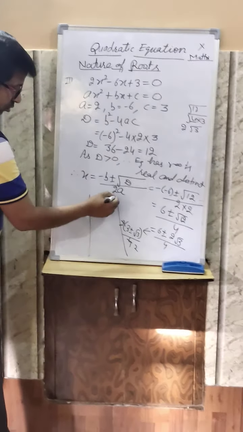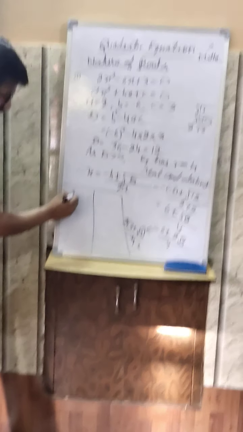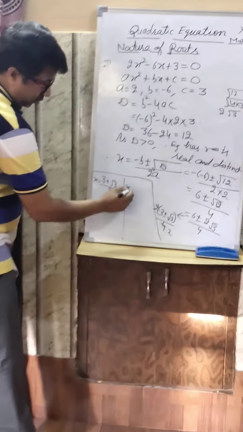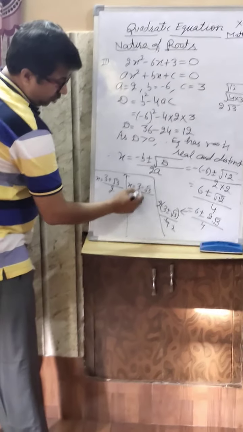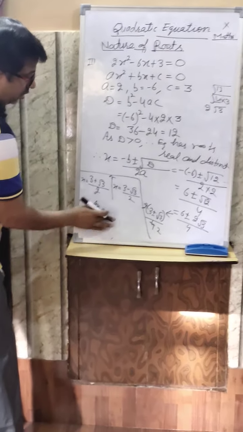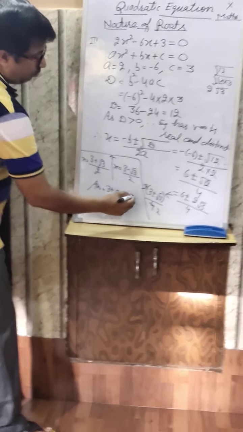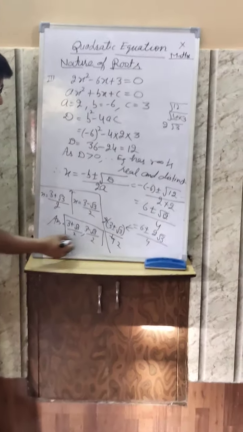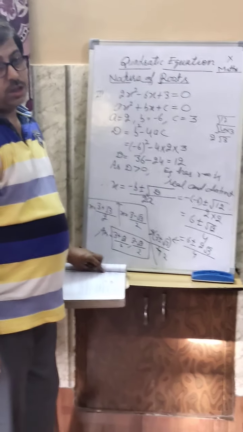You will take two values, one for positive, one for negative. 3 plus root 3 by 2, and another is 3 minus root 3 by 2. So these are the, you can say, answer. 3 plus root 3 by 2, 3 minus root 3 by 2. These are the roots of the given quadratic equation.